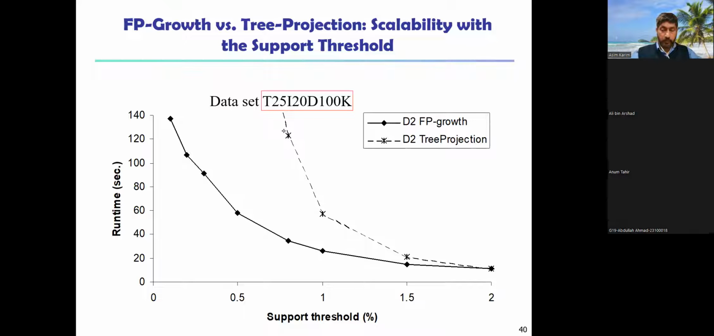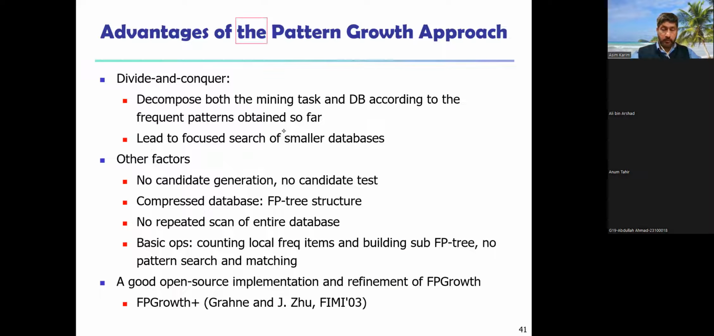So I will skip this because tree projection as such we have not discussed. So finally, just to conclude, what are the advantages of the pattern growth approach? So of course, it's divide and conquer. So you are working on smaller portions of the data set.